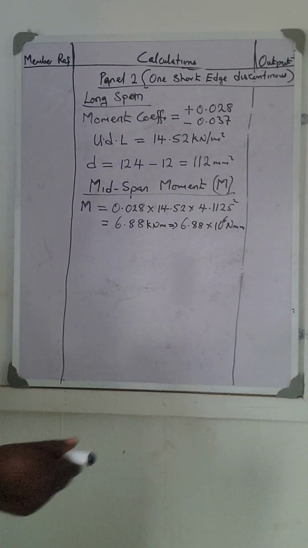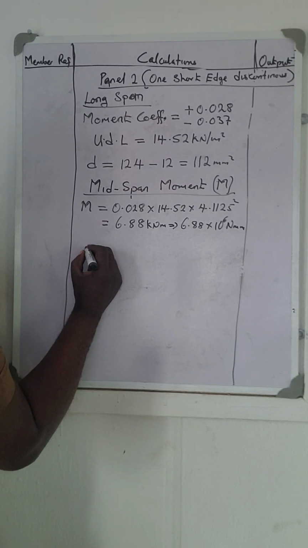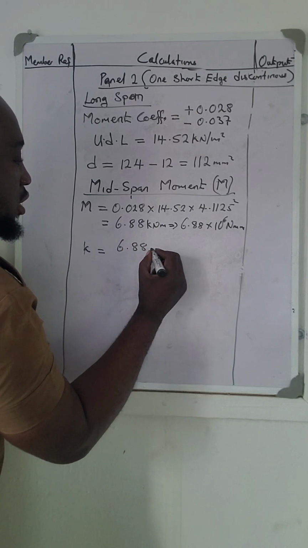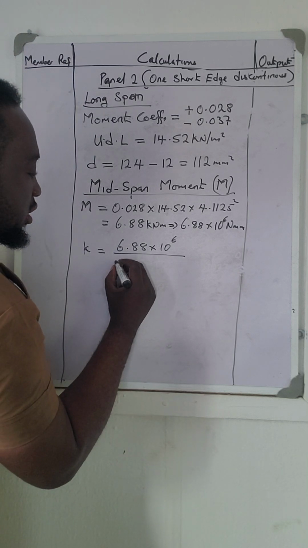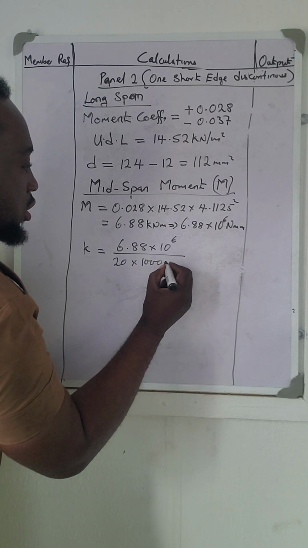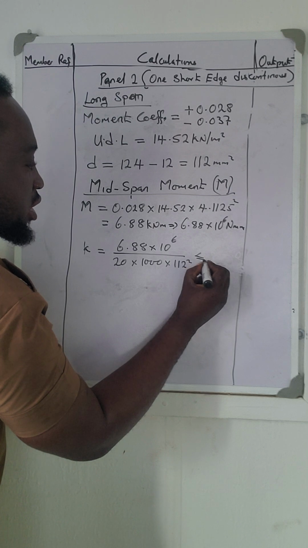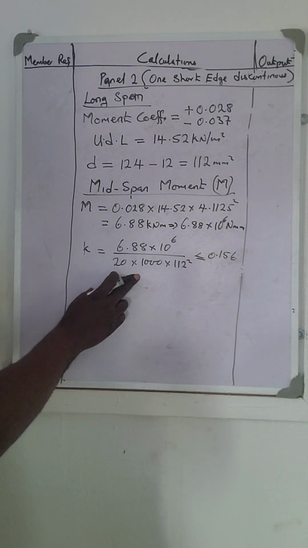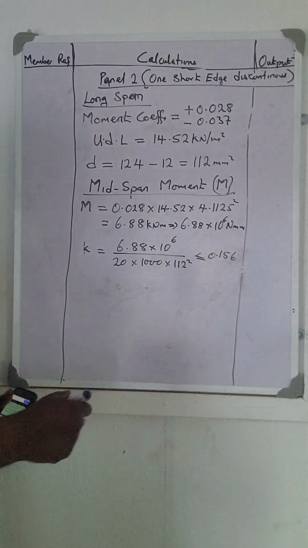Then we will now proceed to solving for our K. Our K is moment, 6.88 exponential 6, over characteristic strength of concrete, which is 20, multiplied by 1000 multiplied by 112 square. This must be less than or equal to 0.156. So if you solve this and it is less than 0.156, you use the lesser value.